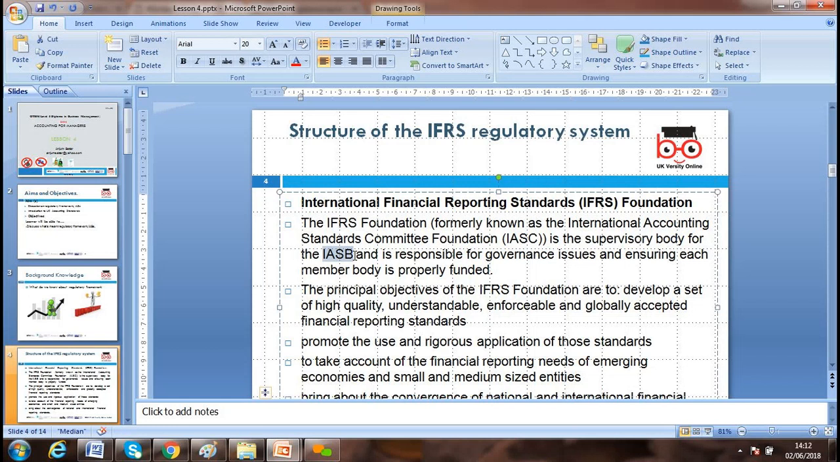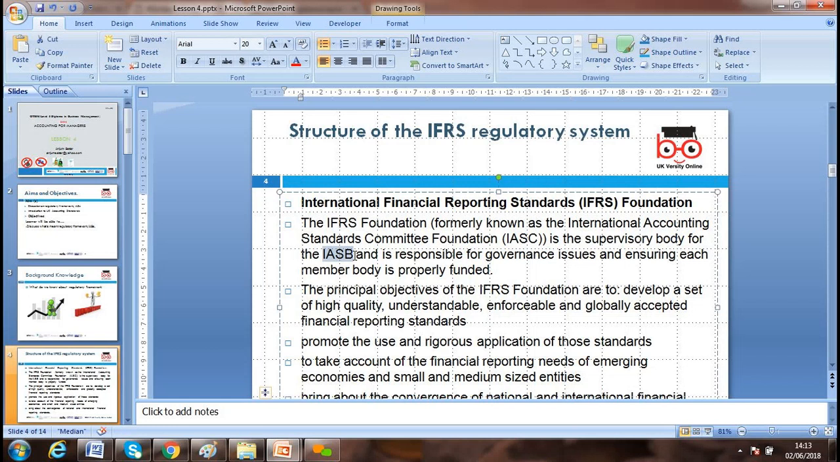We discussed during previous lessons that we can prepare four types of financial statements. We discussed profit and loss, the balance sheet, the cash flow statement, and the shareholder statement.